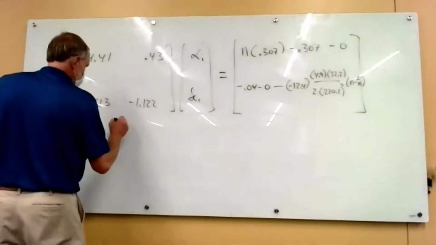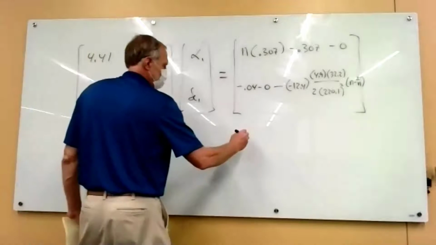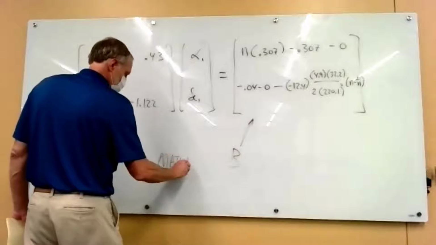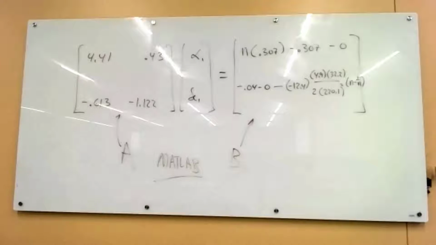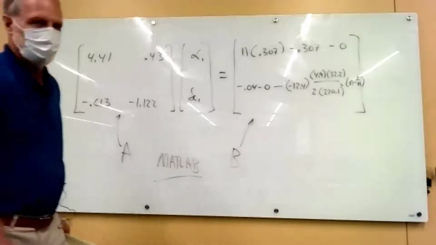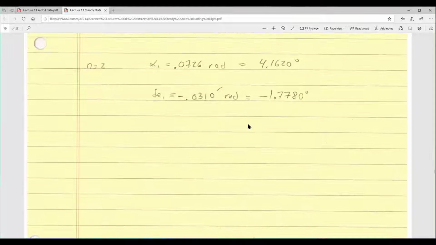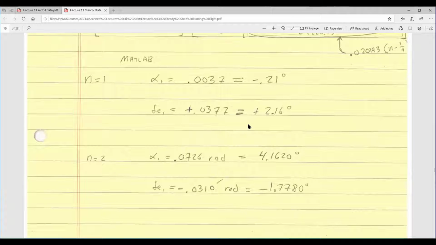And so you can plug this into MATLAB and call this an A matrix, call this a B matrix, and solve as fast as you can type in the commands. We get the same numbers that we got last time after a lot of effort. So here's the MATLAB solution. Here are the numbers that you get. And I'll show you the MATLAB commands just to remind you how to solve this in MATLAB. But these are the same values we got last time.